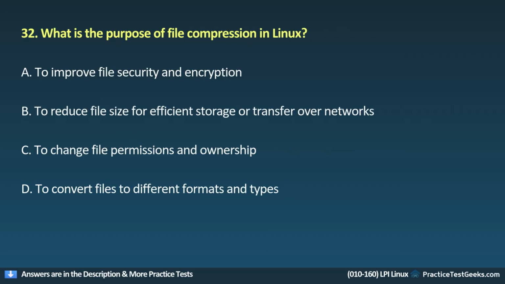32. What is the purpose of file compression in Linux? A. To improve file security and encryption. B. To reduce file size for efficient storage or transfer over networks. C. To change file permissions and ownership. D. To convert files to different formats and types.